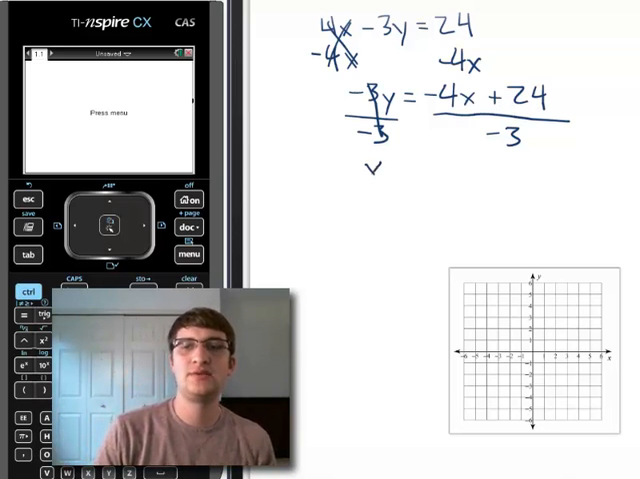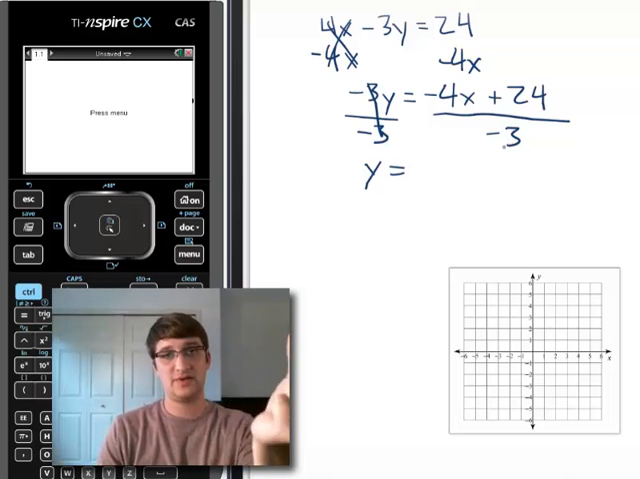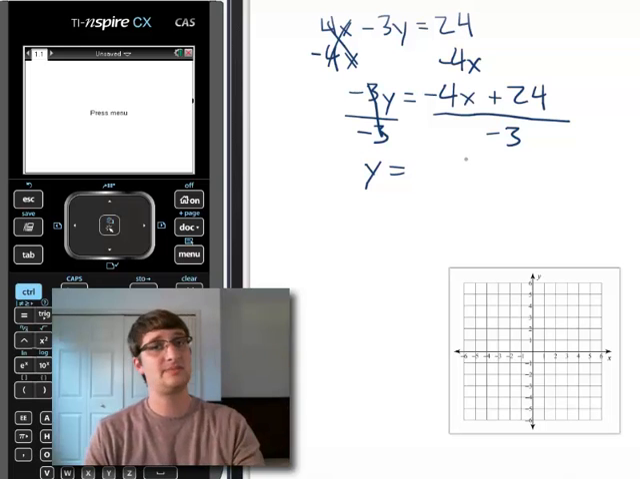So y is going to equal, first of all, negative 4 divided by negative 3, which is going to be a positive number because a negative divided by a negative is a positive.